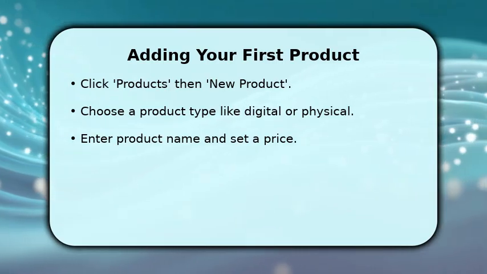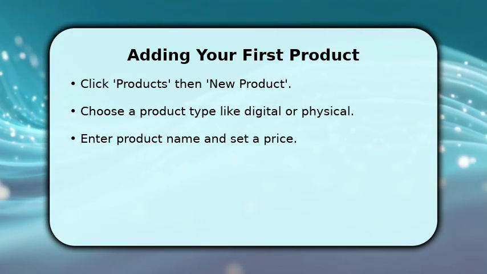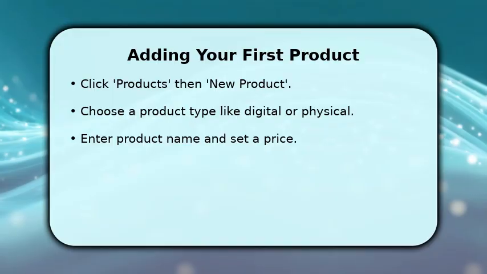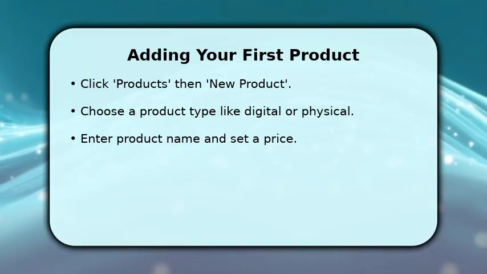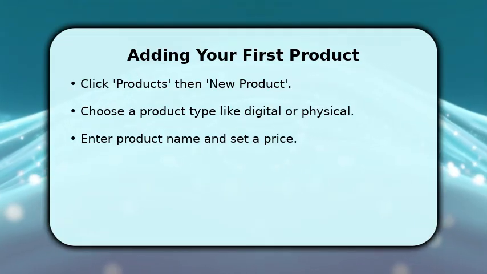Gumroad offers various product types, including digital downloads, physical goods, memberships, or courses, so choose the one that fits your offering. Next, give your product a clear and descriptive name and set its price. You can always adjust this later if needed.